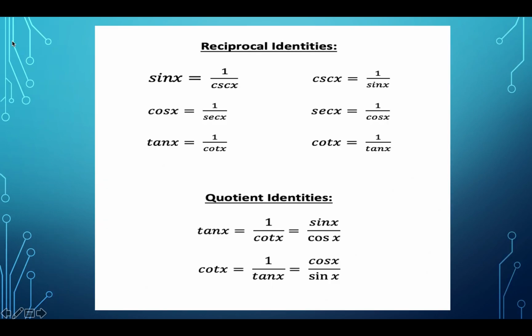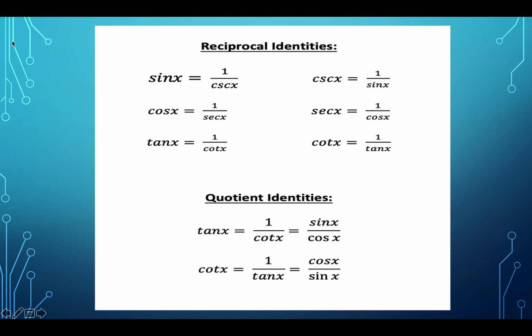So I put these up on Plus Portal. I believe it's under the files section of Plus Portal. So you can either print it out for yourselves or write this down in your notebook. I went ahead and wrote you all the reciprocal identities and all the quotient identities, and I just took a screenshot of this on Plus Portal. You're also going to see the Pythagorean identities. We're going to cover those tomorrow in tomorrow's lesson.